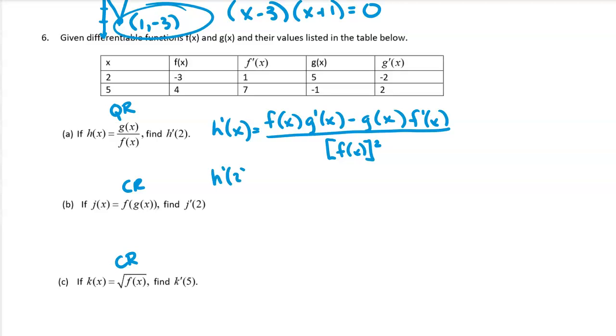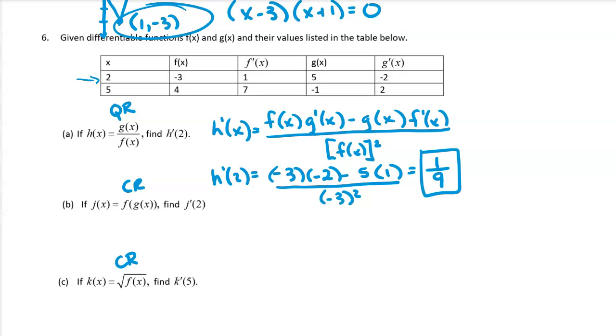So h prime of 2 is, I'm looking here on this column with the 2's. I know it gets kind of confusing. We have negative 3 times negative 2 minus 5 times 1. 6 minus 5 is 1, and f of 2 is negative 3, squared is 9. So the answer to A was 1/9. Again, if you left things messy, it was equivalent to my answer.